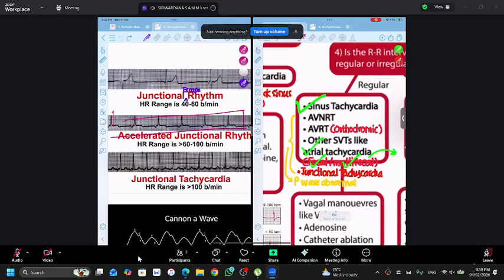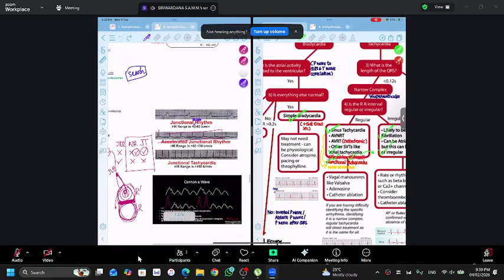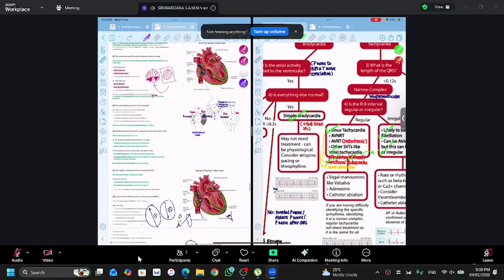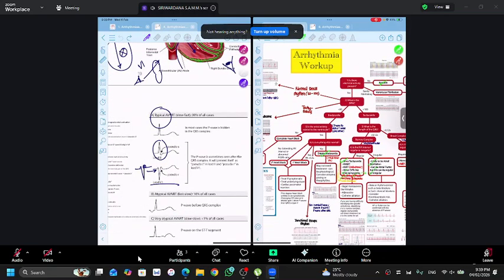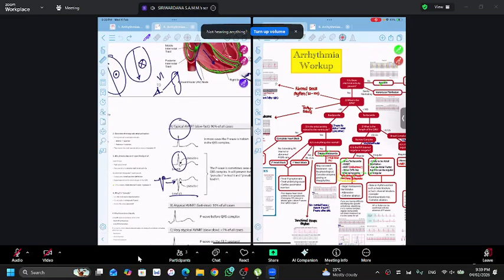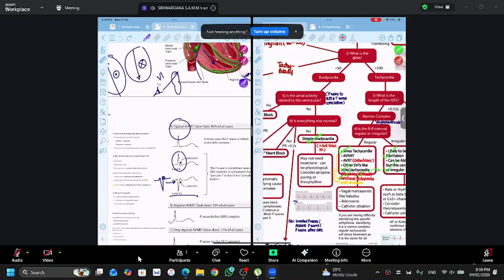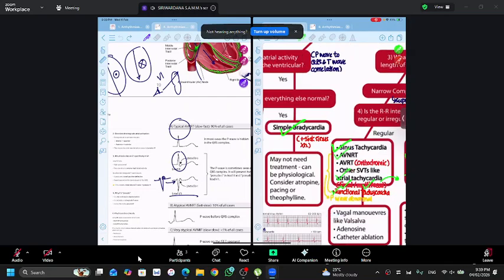Junctional node tachycardia. Now the same sort of rhythm you are going to get in AV nodal re-entrant tachycardia. Electrical activity is present, it's a tachycardia, and it's usually a narrow complex one. AV nodal re-entrant tachycardia is always narrow complex. Again, the RR interval is very regular because AV nodal re-entrant has a very fixed sort of re-entry circuit. So it's definitely regular. So it can be an AVNRT as well.